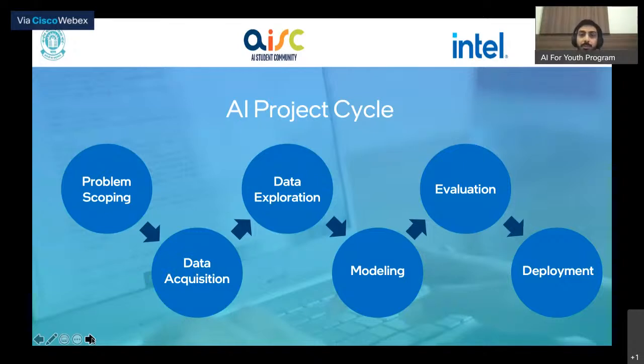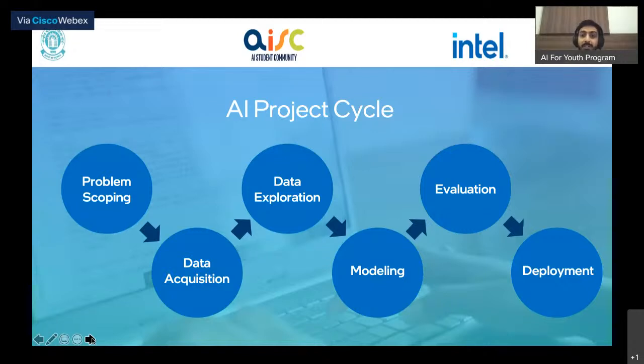Just like in schools, your performance is evaluated with exams. Similarly, for an AI model or an AI algorithm, the evaluation stage is going to evaluate its performance. How is it making the predictions? Is it accurate, and so on and so forth?